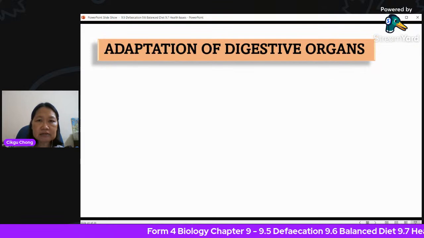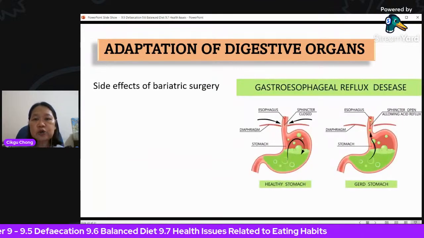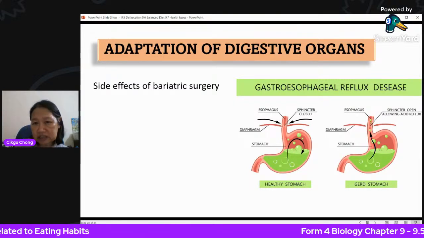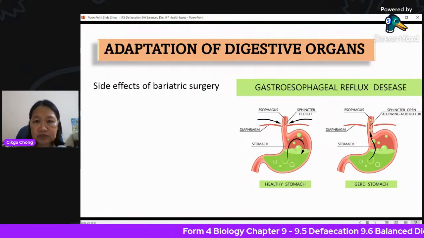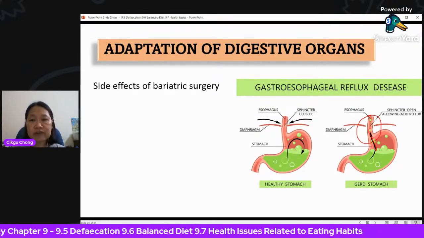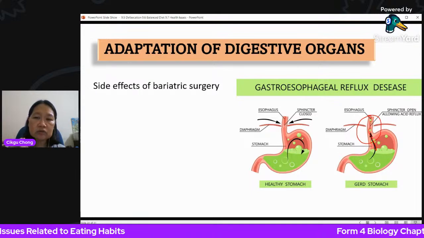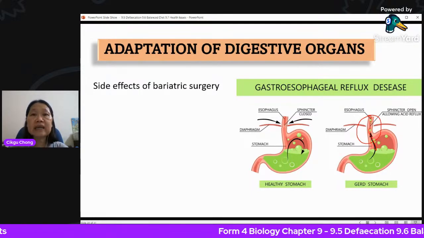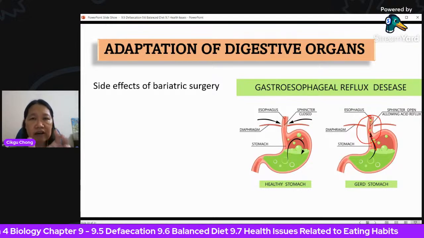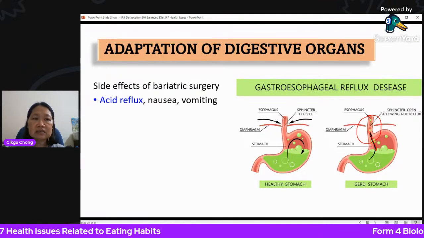So let's look at the side effects of bariatric surgery. I said don't go for this unless you have no other choice. You will have something called GERD, gastroesophageal reflux disease. This is a normal stomach. I can't find a picture of a stomach after bariatric surgery, the half one. What happens is your stomach content can go up to the esophagus, because the sphincter is open, so it's not so elastic. Then your acid, including your hydrochloric acid, goes up your esophagus and it burns. Your esophagus doesn't have the protective mucus lining, so it burns your esophagus. This is called acid reflux.